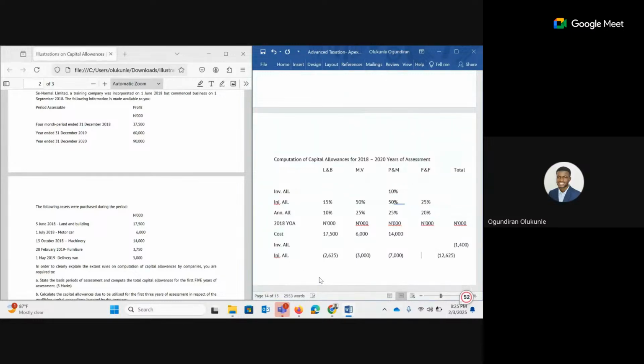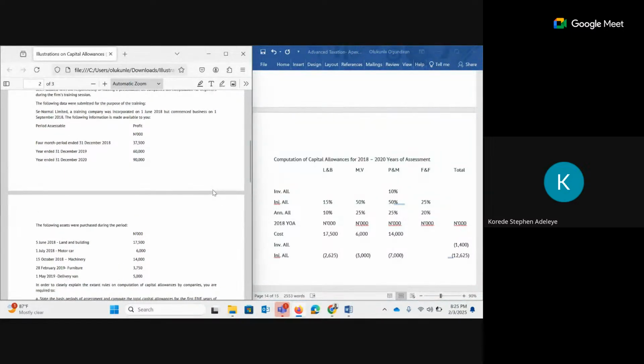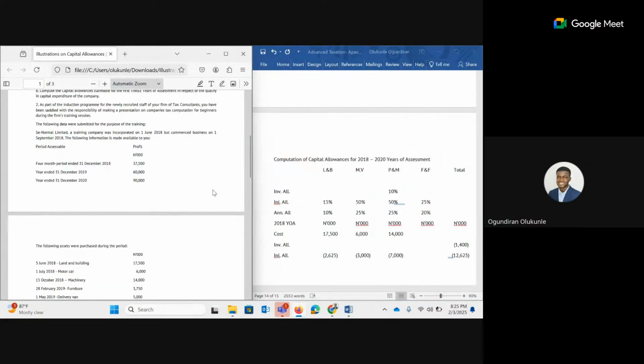Does it make sense to you? Yes, sorry, sir. I thought you said we are not permitted to do initial allowance for land and building. I didn't say that. I said if it is second hand. Yes, you said we should check the information, and since we don't have any information regarding that, you assume that it's a new asset. Okay, thank you, sir.